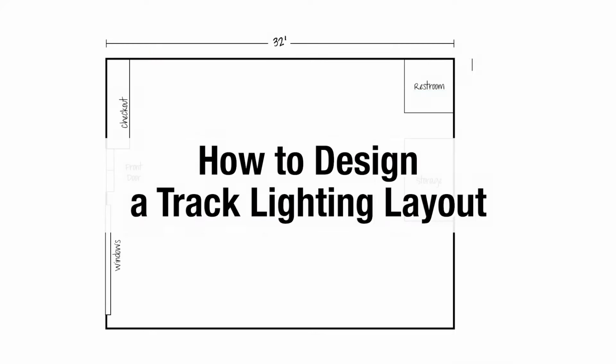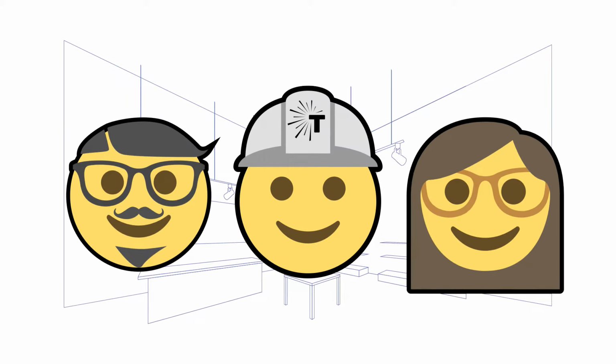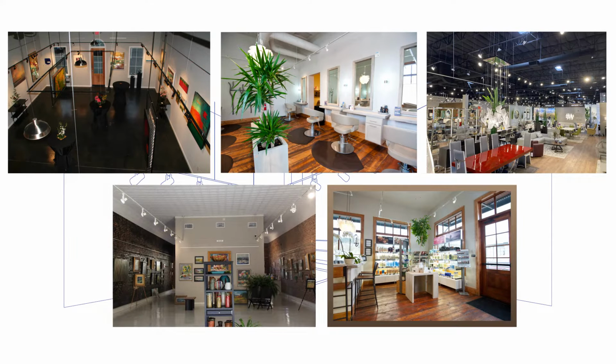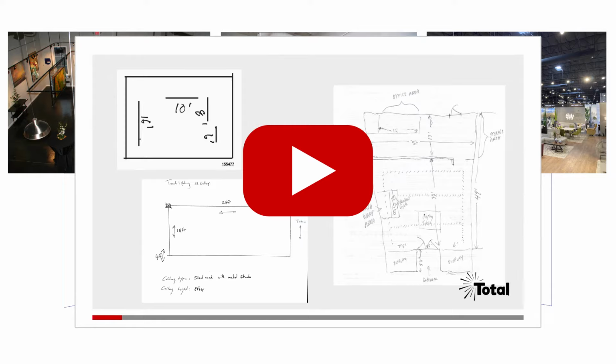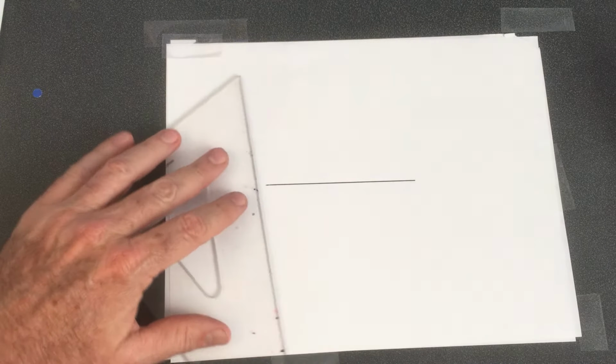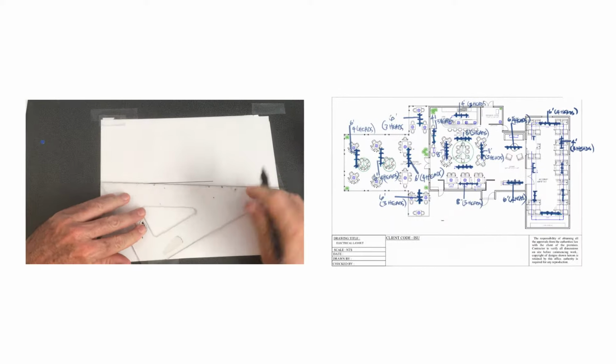How to design a track lighting layout. Thanks for stopping by. We specialize in all types of commercial lighting projects, and we can fit a system into almost any space. The purpose of this video is to help you make a quick and simple layout for your track lighting system, either by drawing it yourself or drawing your track lighting over an existing floor plan, like this customer did here. We're going to look at both methods.